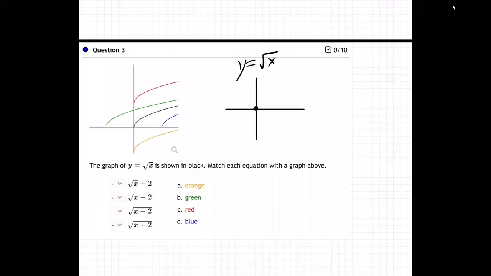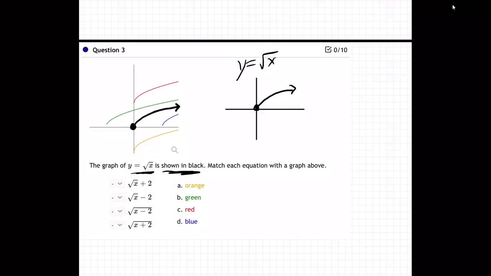It starts right in the center and it goes up to the right. It's shown right here. See the one in black? See what they say here? Y equals square root of x is shown in black. So there's that one right there. The one right in the middle that starts right at the origin, that's the y equals square root of x.